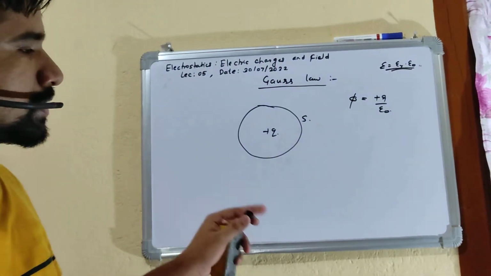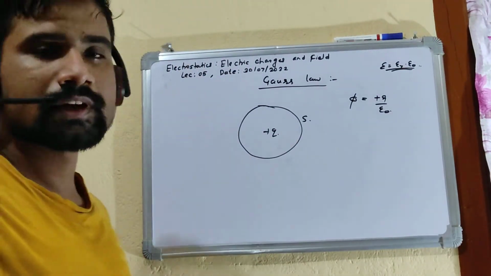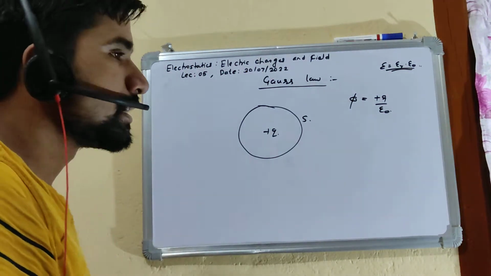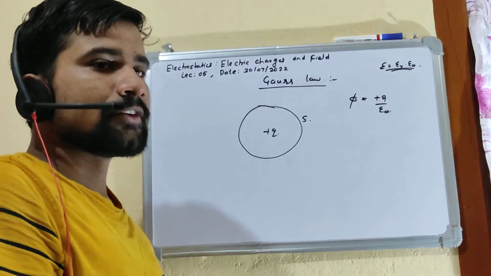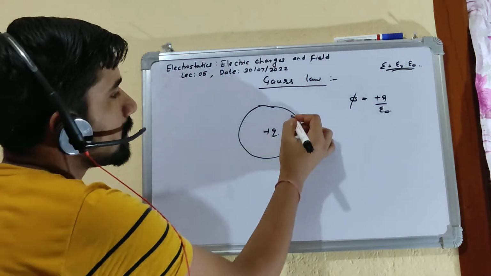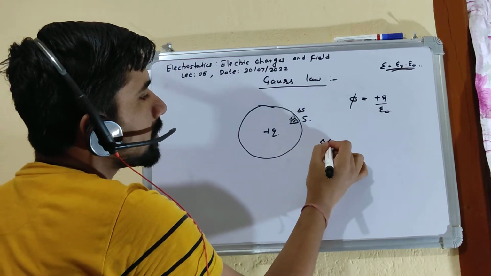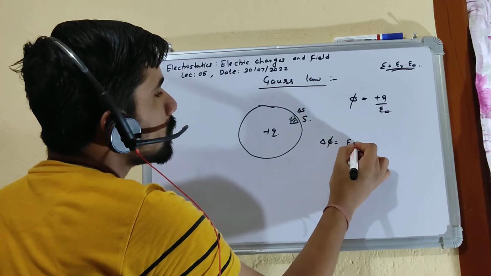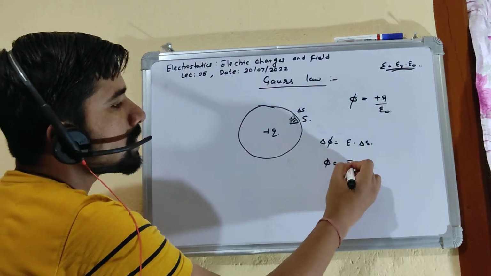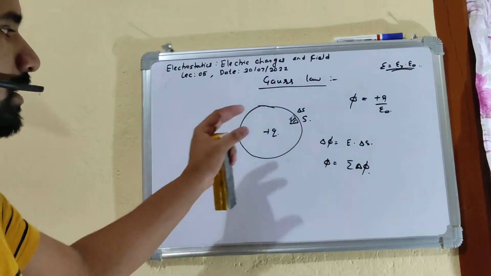So by definition we know flux is nothing but the dot product of electric field intensity and area, meaning the product of the field component along the area vector into the area. Let's say we have a small area delta S, so delta phi will be E into delta S. The net flux is the summation of all these delta phi, the summation over all small areas if I cut across.